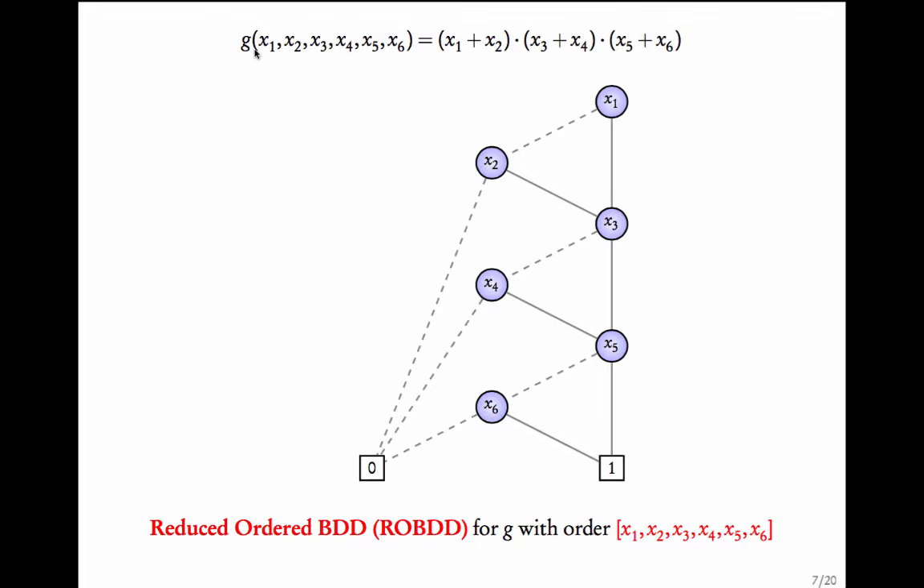However, consider the function g over 6 variables defined like this: x1 plus x2 dot x3 plus x4 dot x5 plus x6. Now if you choose this order x1, x2, x3, x4, x5, x6 and you construct the ROBDD, it will look like this. Okay, you can check it.